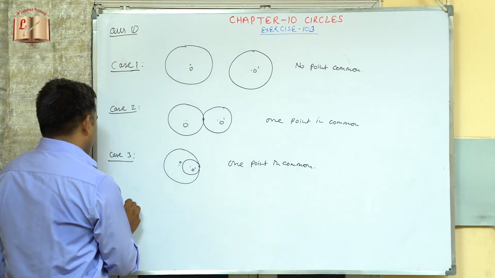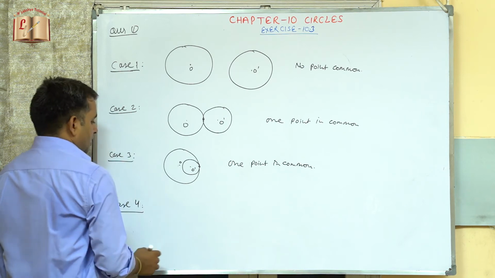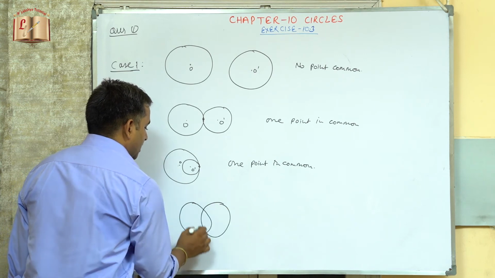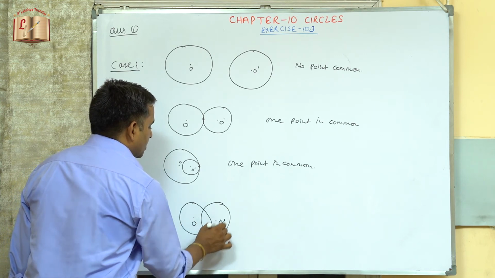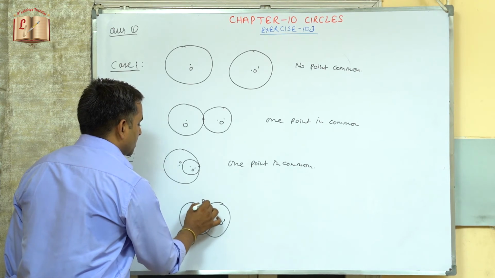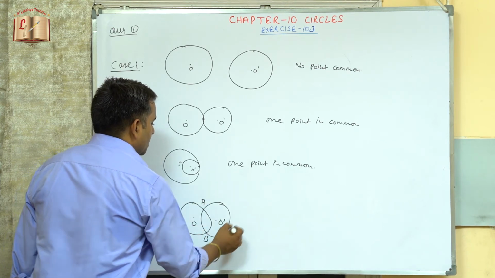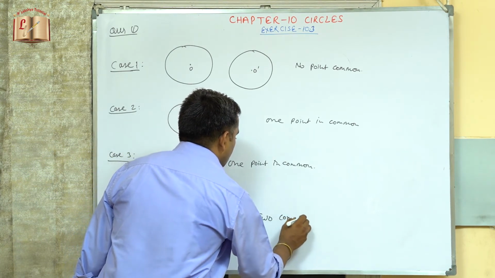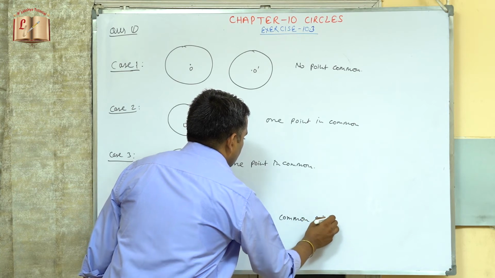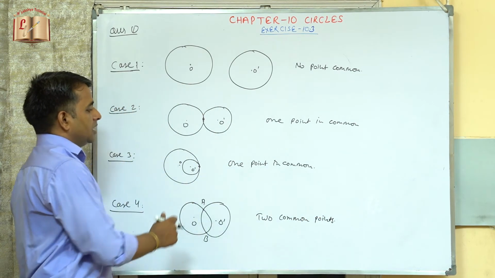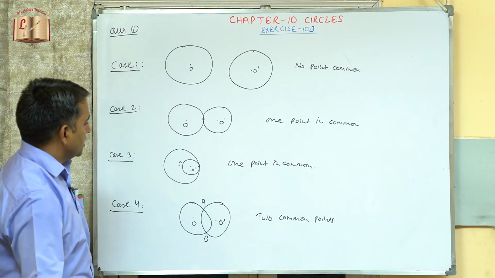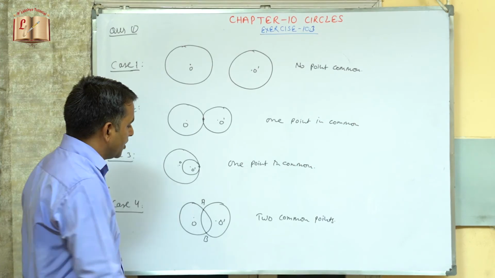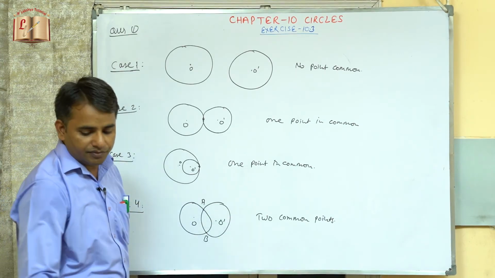And there can be another case also. Suppose there is one circle and this is another circle. Both are intersecting each other at 2 points. So this is suppose A and this is point B. So they are intersecting at 2 common points. These are the possible cases where these circles are intersecting and these will be the common points in that case. So maximum common points will be 2 only.